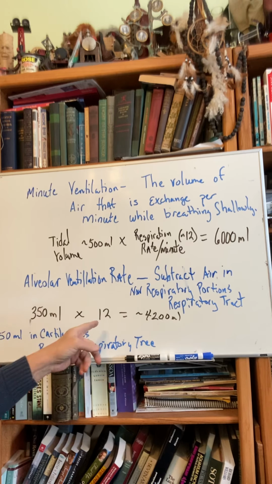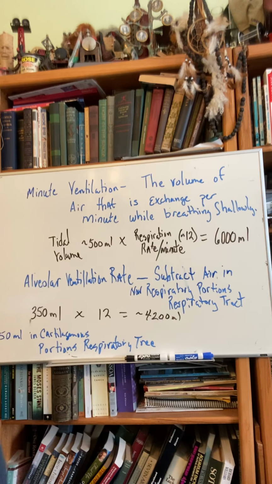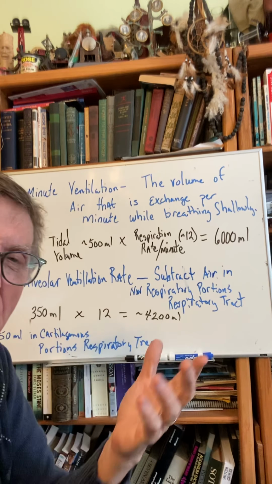And so if we again take our average respiratory rate of 12 and we multiply it times that 350 milliliters, we can say the alveolar ventilation rate for this individual here would not be 6,000 milliliters, it would be 4,200 milliliters. Okay?